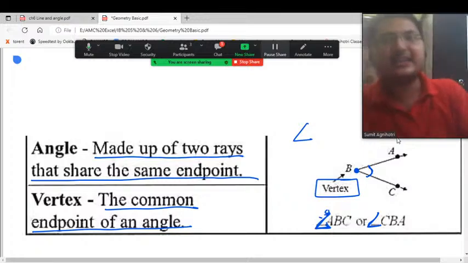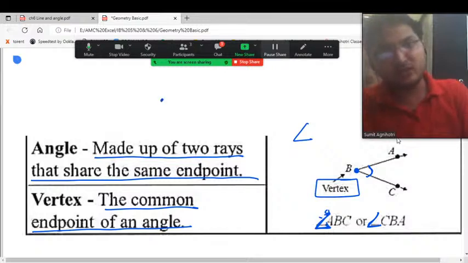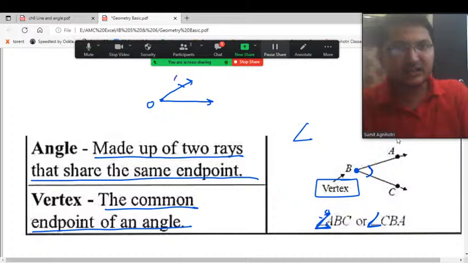What is an angle? An angle is a geometrical entity that is formed when two rays originate from the same end point. If two rays originate from the same end point, we actually get an angle. Here we have angle AOB, that can also be named angle BOA.